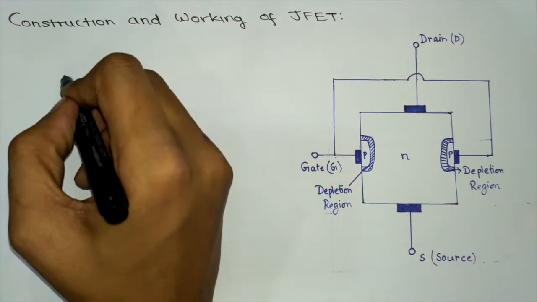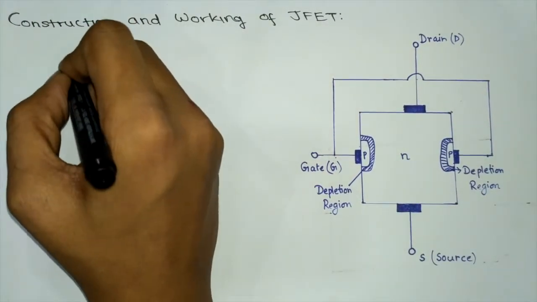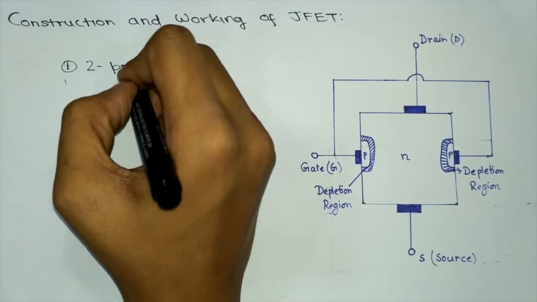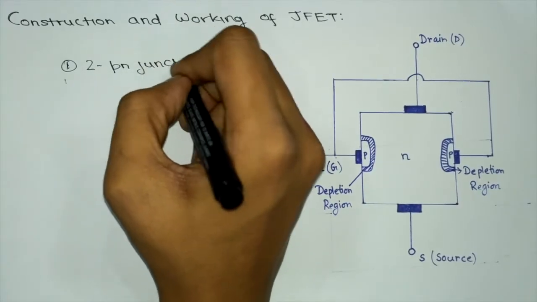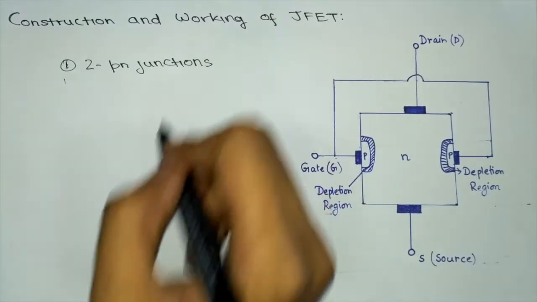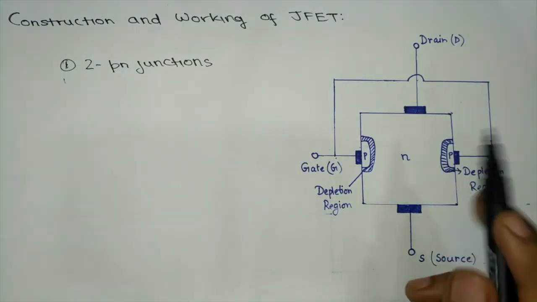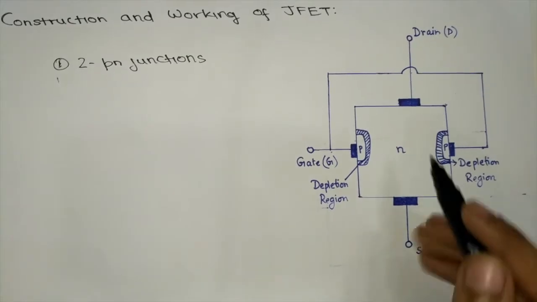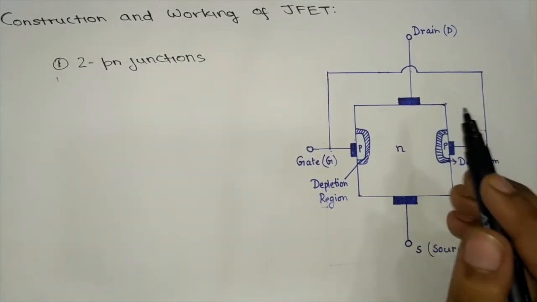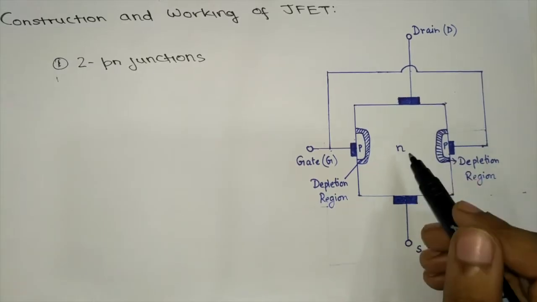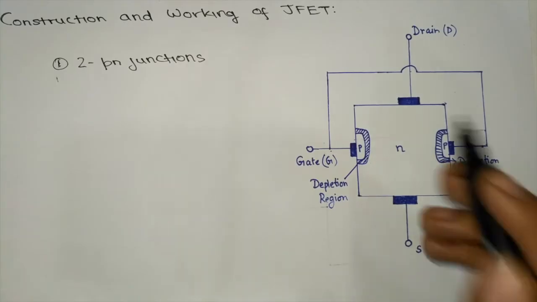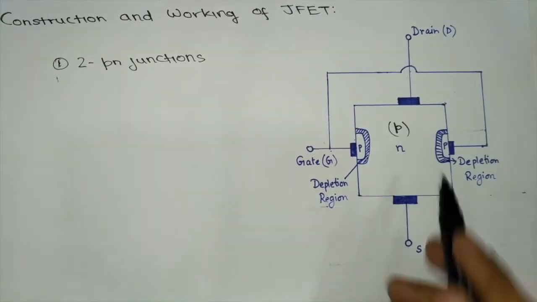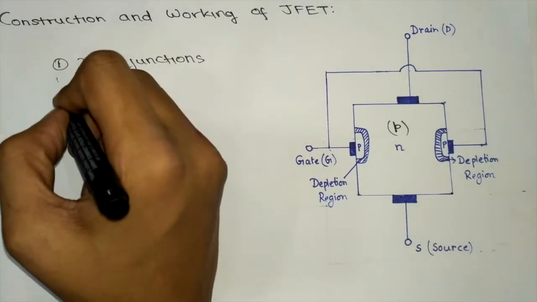So the first point is two PN junctions. This is an N-channel type of junction field effect transistor in which the maximum doping is done with N-type of semiconductor. But similarly, if there is P in the middle, then it would be called a P-channel JFET.